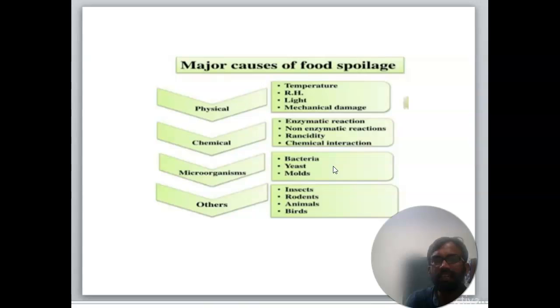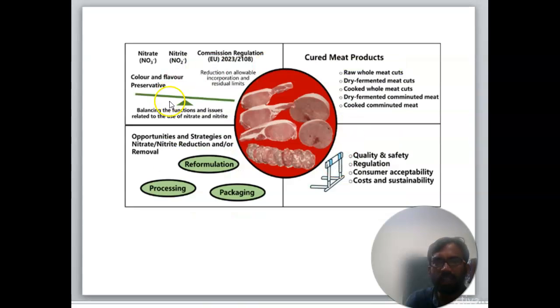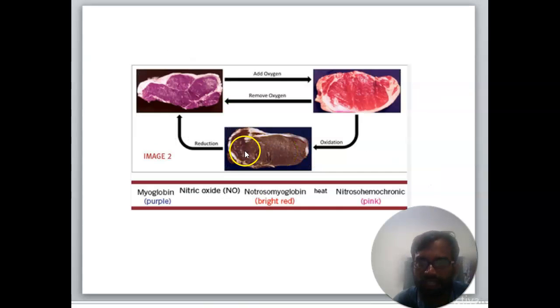And you can see here the new nitrates, nitrites and composite regulation, and the crude meat products and quality safety regulations you need to follow: processing, packaging, and many more. You can also see in image 1 and image 2 how the meat was treated, and how the oxidation and reduction was going on.